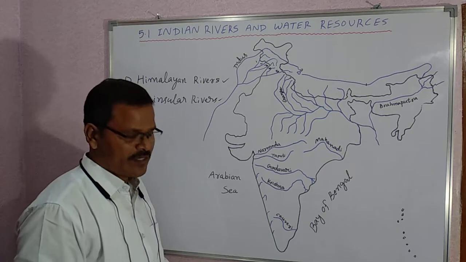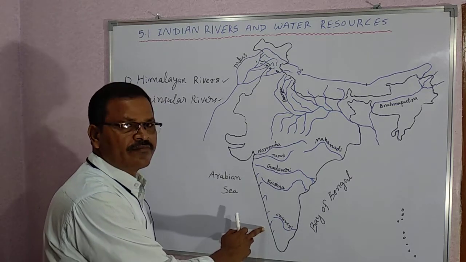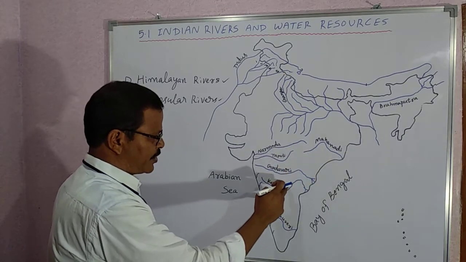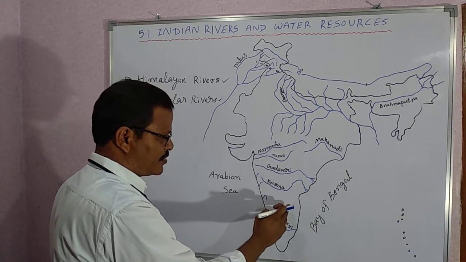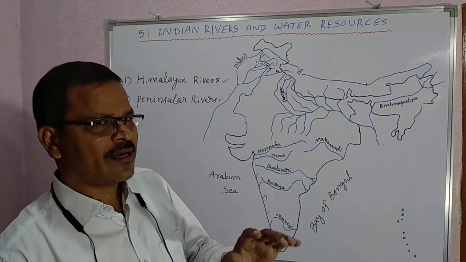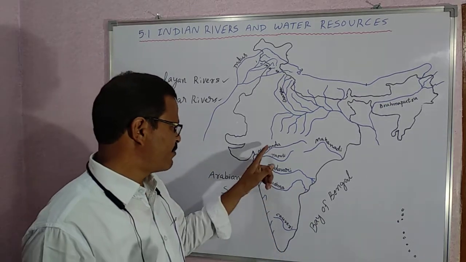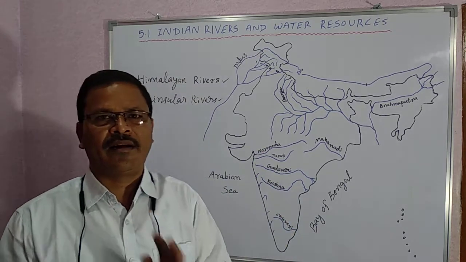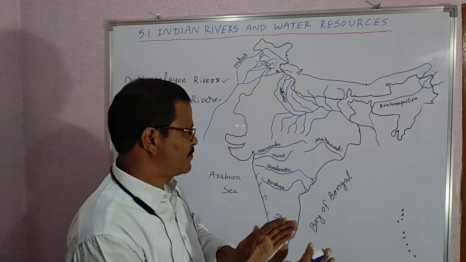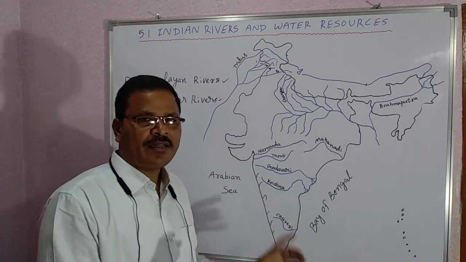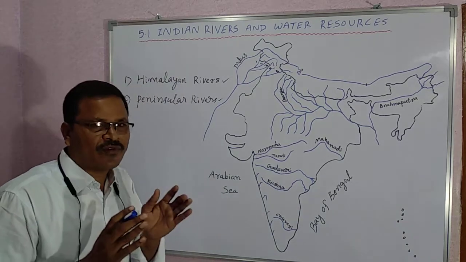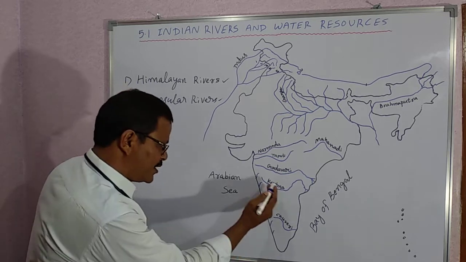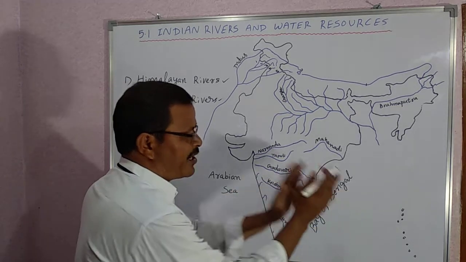All these are major rivers. All these rivulets join with Arabian Sea. These peninsular rivers, Mahanadi, Godavari, Krishna and Kaveri, all join Bay of Bengal. Most of the major peninsular rivers except Narmada and Tapati join Bay of Bengal and they flow from west to east. All the major peninsular rivers except Narmada and Tapati flow from west to east. All these rivulets flow from east to west. These join Arabian Sea and these join Bay of Bengal.